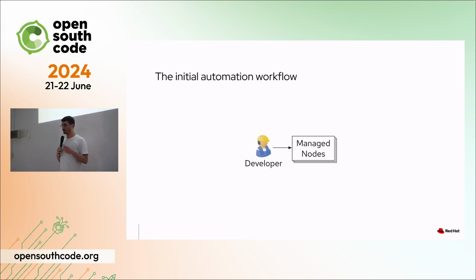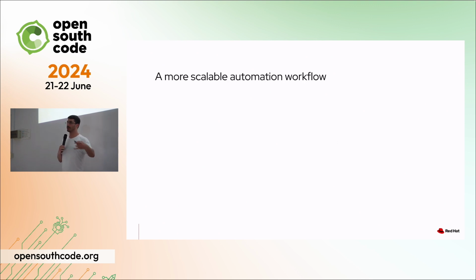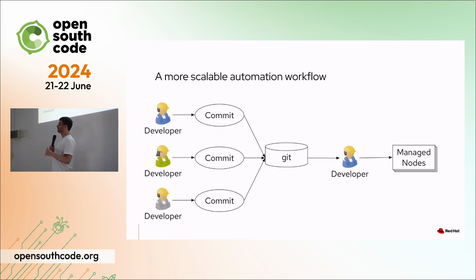And therefore, usually what happens is that we move to a more scalable approach, and this is usually the first attempt. So we have a number of developers that are members of the team. Everyone does their commits and pushes them to Git, and the same developer as before pulls the commits from Git and then runs them. Now, obviously, this is a little bit more scalable, so the manager is happy, everyone is happy, and so on. There is one small problem, which is that our developer at a certain point needs to go on holiday. So obviously this model does not really scale too much.